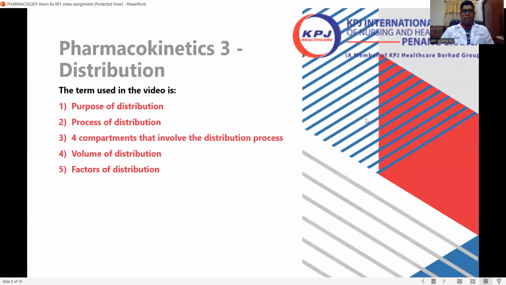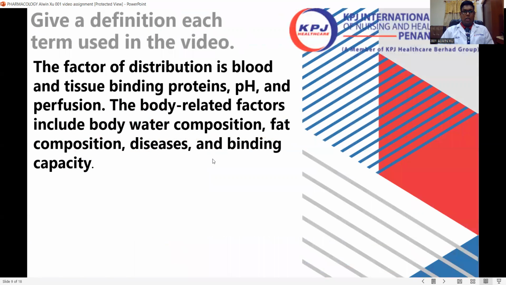Pharmacokinetic three, distribution, is the next video. The terms used in the video are purpose of distribution, process of distribution, the compartments that are involved in the distribution process, volume of distribution, and factors of distribution. The definition that I got in the video is that the factors of distribution are blood and tissue binding, proteins, pH, and perfusion. The body-related factors include body water composition, fat composition, disease, and binding capacity.